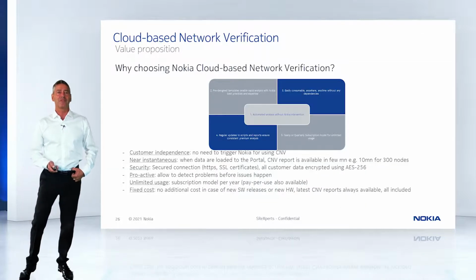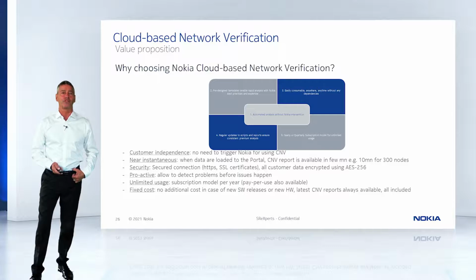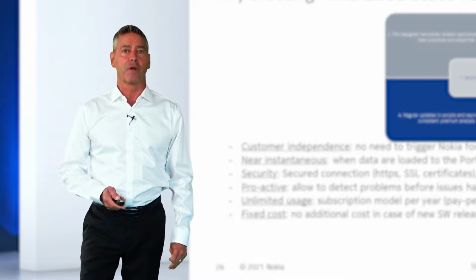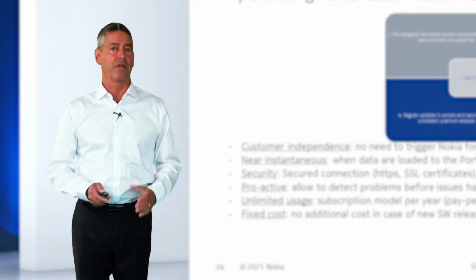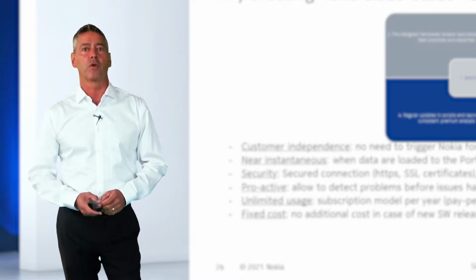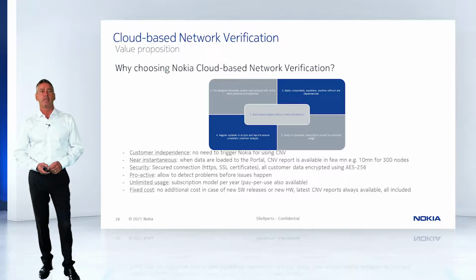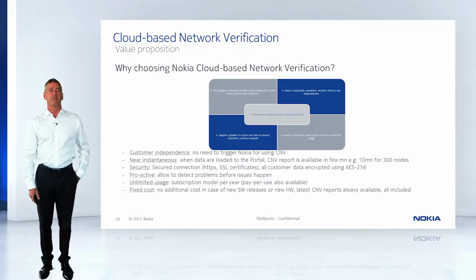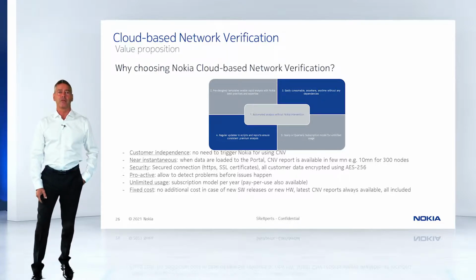So just to recap, there's no need to trigger Nokia professional services. You can do this on your own, just with the click of a button. It's near instantaneous, meaning it's an offline tool, so it's not connected to your network. It generates the reports. Security-wise, it's HTTPS, SSL certificate, AES 256. It also proactively allows you to detect problems before they happen in your network. It's unlimited usage because it's a subscription model per year, so use it as much as you want, and it's a fixed cost.